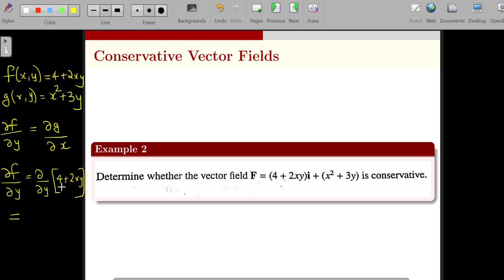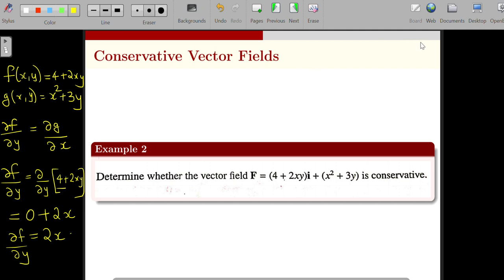What is the partial derivative of 4 with respect to y? It is equal to 0 plus dou by dou y of 2xy. Partial derivative of 2xy with respect to y will be equal to 2x. So dou f by dou y is equal to 2x. That is our first thing.